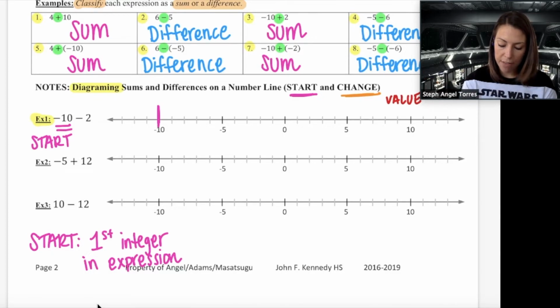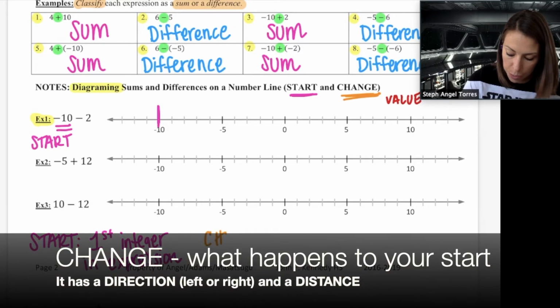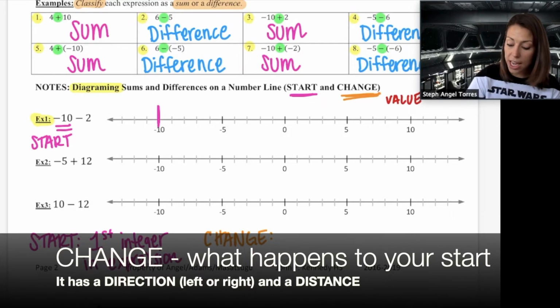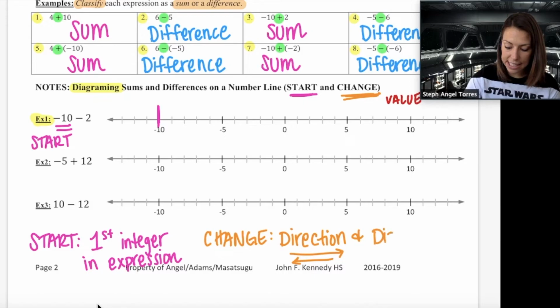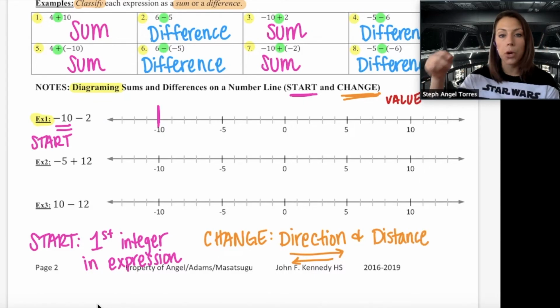The second part of every expression is called the change. And the change is basically what's happening to your starting value, because you're not going to start at negative 10, subtract 2, and end back at negative 10. That's not going to work. You're going to end somewhere else. Now, the change has both a direction, you're either going to go right or left, and a distance. You're going to travel a certain number of places, almost like a board game.